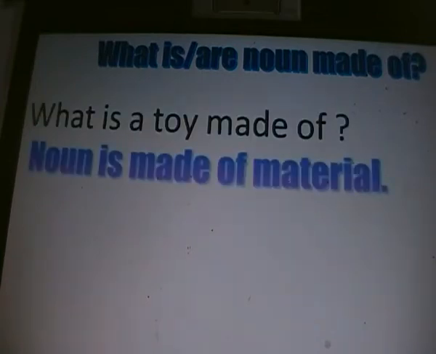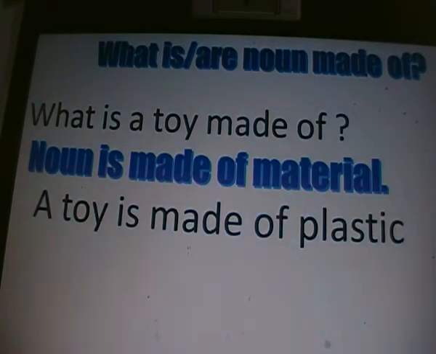Next. What is or are made of? In forming a question, we use what is or what are, then noun, then made of. What is a toy made of? What is a toy, لعبة, made of, مصنوعة من إيه؟ Noun is made of material. A toy is made of plastic. So when I answer, I use a toy is made of and then the material, plastic. Put the material it's made of. Toy, اللعبة, is made of plastic, مادة البلاستيك.